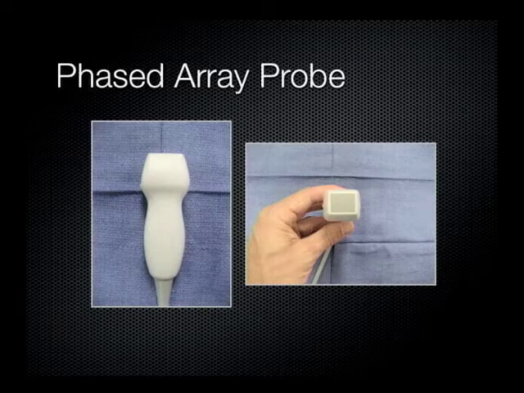It would be very difficult to perform a cardiac ultrasound with the curvilinear probe because it doesn't allow you to get in between the rib spaces. Most ultrasound machines have cardiac presets that optimize frequencies and tissue harmonics for imaging the heart.